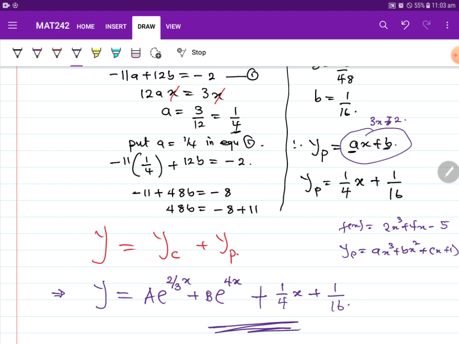So this is how we solve our second order inhomogeneous equation when f of x is a polynomial. In our next video, we'll be considering when f of x is an exponential function.